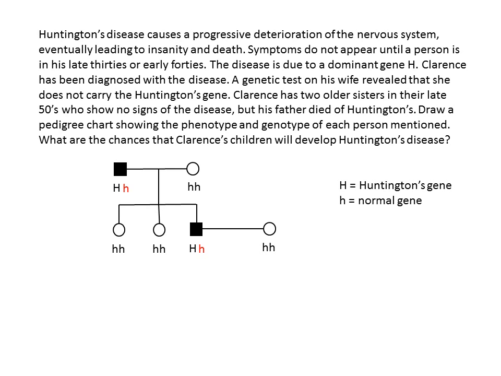Notice that the last sentence of this problem asks, what are the chances that Clarence's children will develop Huntington's disease? To answer that, you're going to have to switch to a Punnett square. But you're a Punnett square master by now, right? So go ahead and try it. And also try the other pedigree chart problems that are in your lab manual.